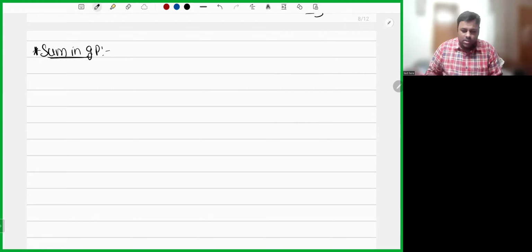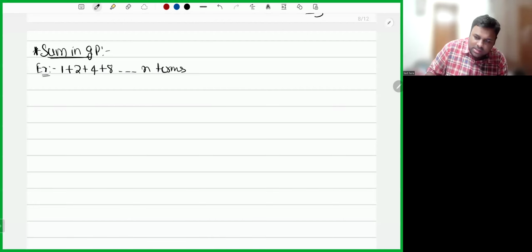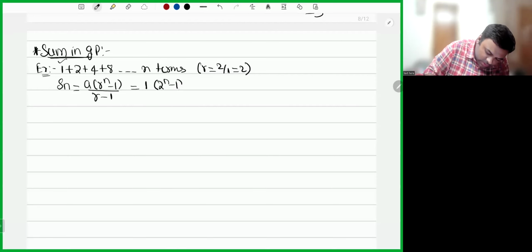Next, sum in geometric progression. How will you calculate the sum in geometric progression? I told you that you can calculate till n terms or you can calculate till infinity. First, let us see till n terms. Example: I'm having 1 plus 2 plus 4 plus 8, so on till n terms. So what will be the sum? Sn will be equal to A into R power n minus 1 divided by R minus 1. A is 1 because the first term is 1. What is the common ratio? T2 by T1, which is equal to 2. 2 power n minus 1 by 2 minus 1.